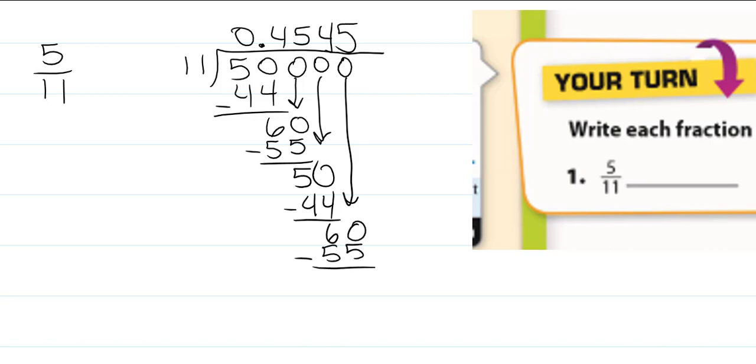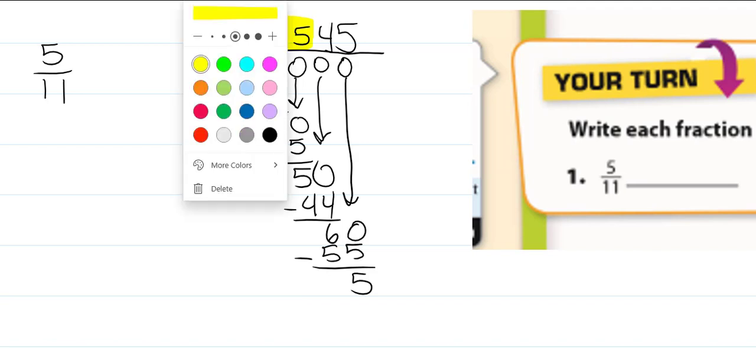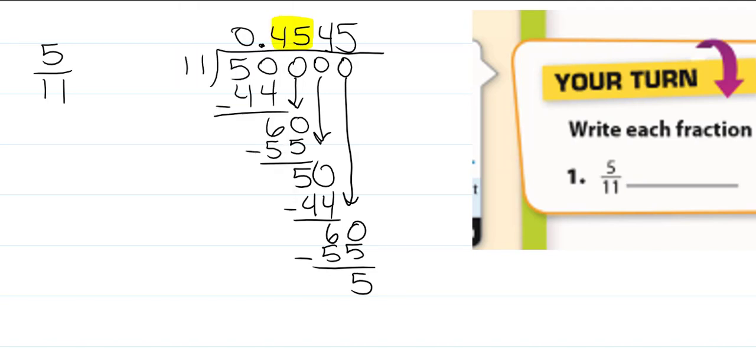Subtract, and here I am at 5 again. So I can see the pattern emerging here. 50 minus 44, 60 minus 55, 50 minus 44, 60 minus 55. The pattern is emerging, and the numbers that are repeating are a 4 and a 5. Okay, it's just a 4 and a 5 that is repeating.